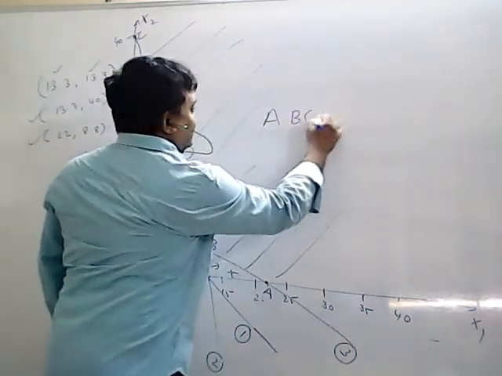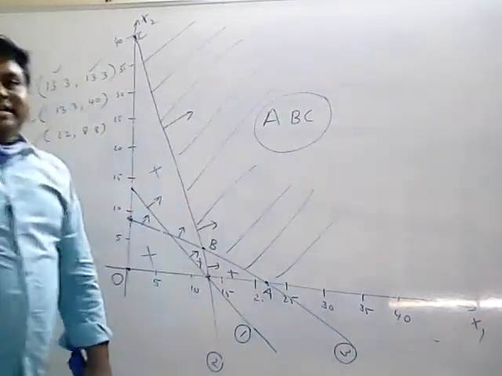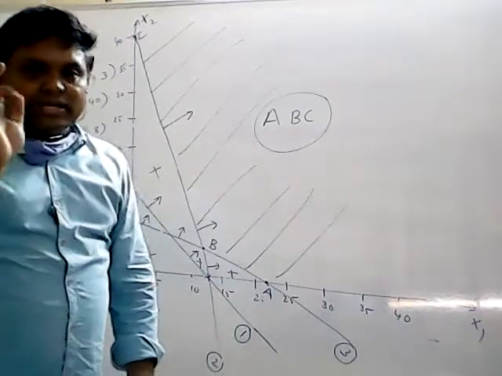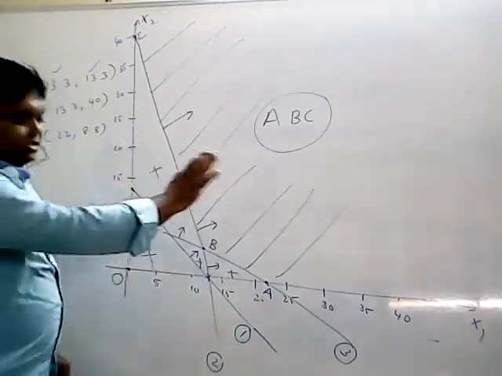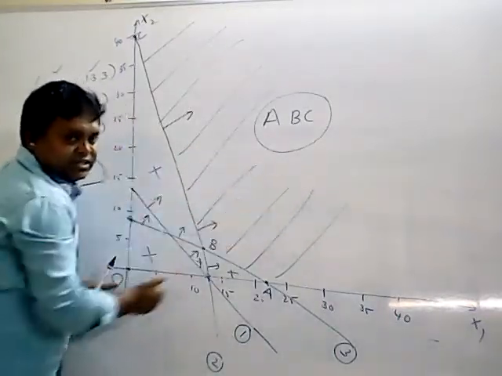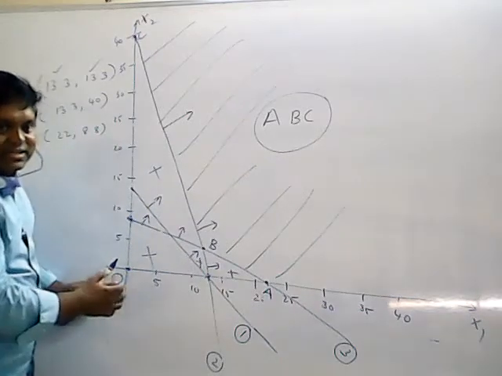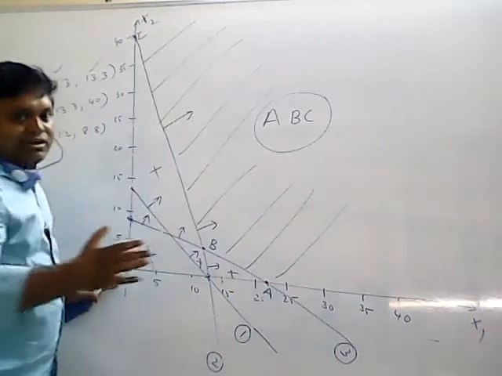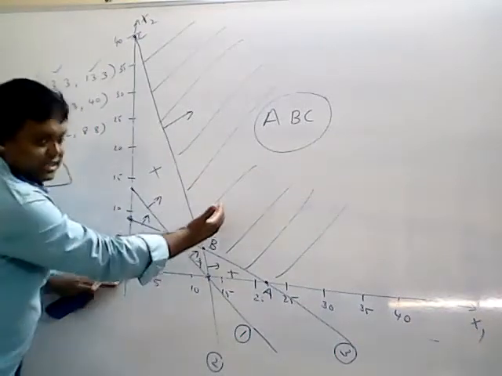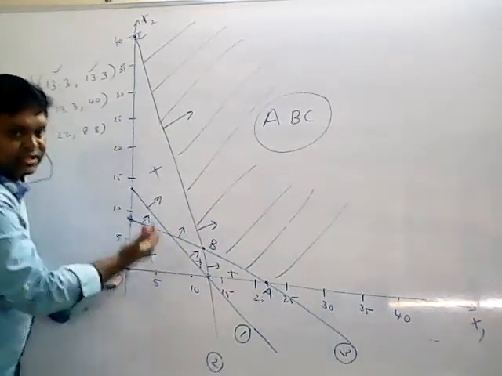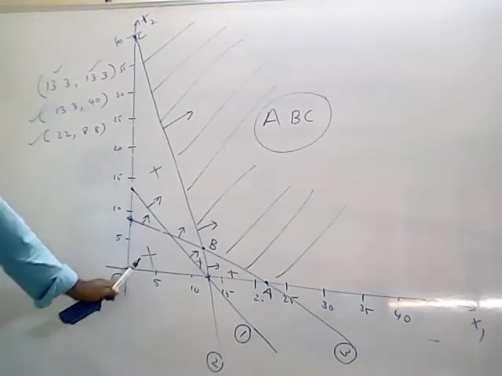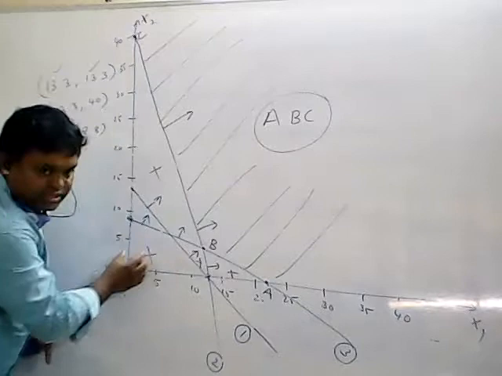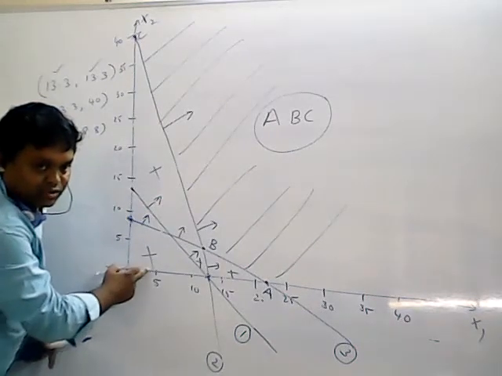A, B, C is the feasible region. Whenever all the constraints are greater than or equal type, the region is far from the origin. This is the origin. Whenever all the constraints are less than or equal type, it will be closer to your origin. In the previous problem, all the constraints were less than or equal type. That's why you got the feasible region closer to the origin.